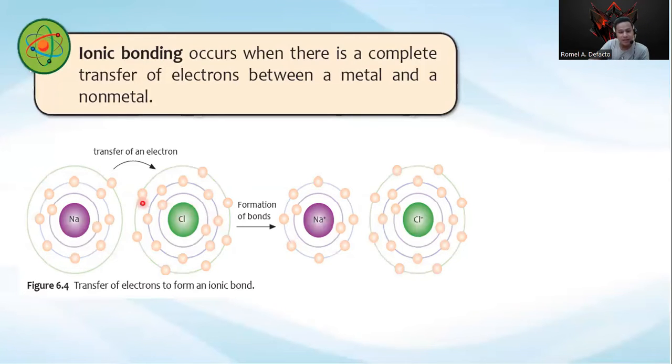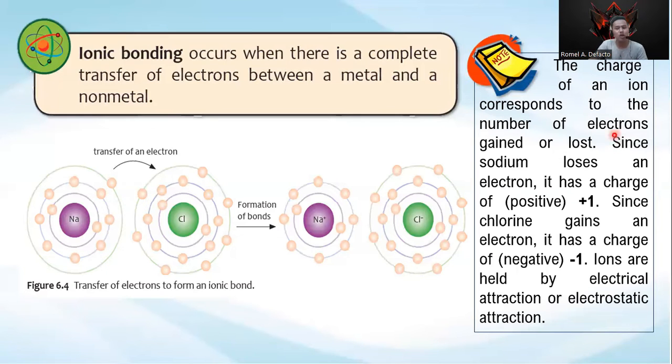On the chlorine side, 7 siya. So, the 1 electron is being transferred. So, complete na siya. And this is how ionic bonding really works, or the formation of the ions really works, no? In this case, the charge of an ion corresponds to the number of electrons gained or lost. Focusing on the sodium, since the sodium only lost 1 electron, it has a positive 1.